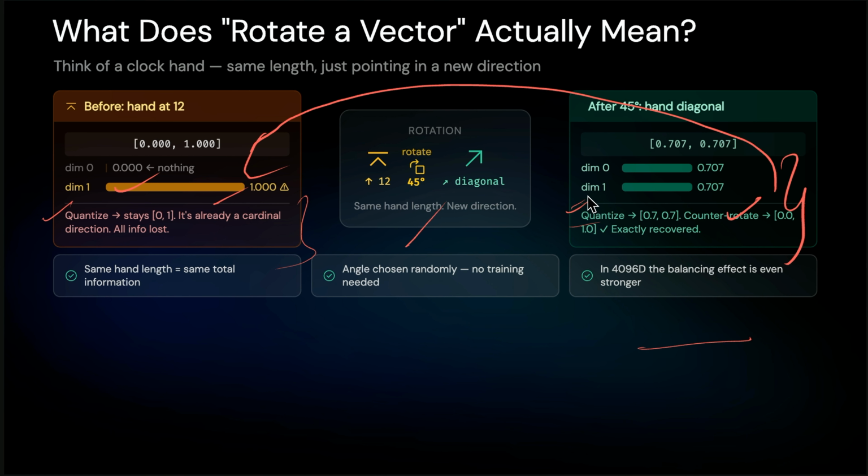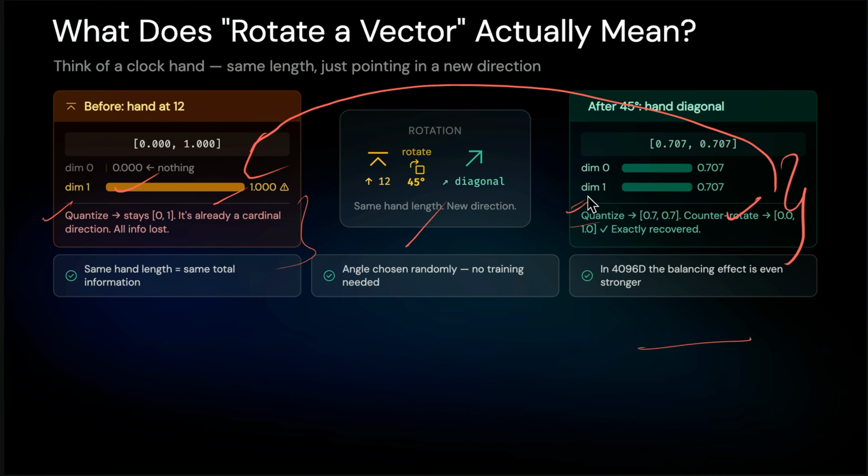So now when you quantize, you shave off decimal places, and both dimensions get a small proportional rounding error. It is not a catastrophic snap like we saw earlier, where one dimension snaps to one. When you want to dequantize, you just counter rotate on the way out and you almost recover everything exactly like the original. One thing to note is that random just means the angle is chosen randomly, so you don't need to train that angle, and you don't need to tune it either.